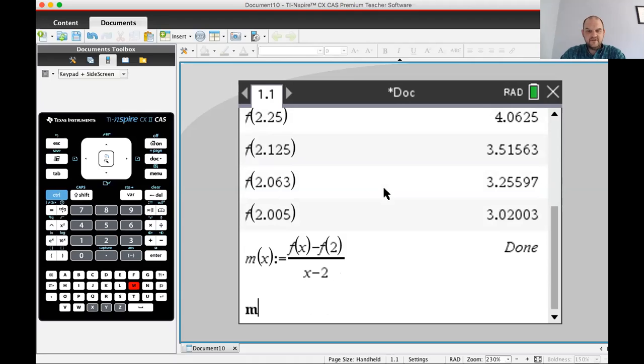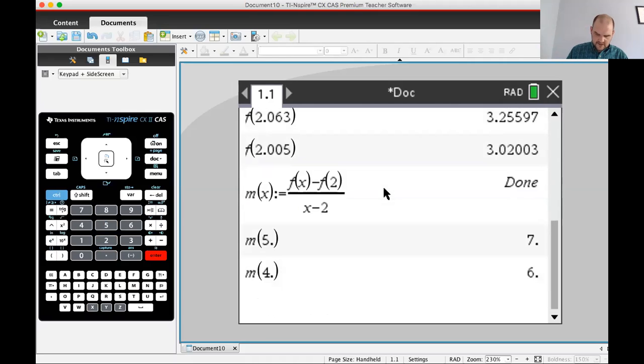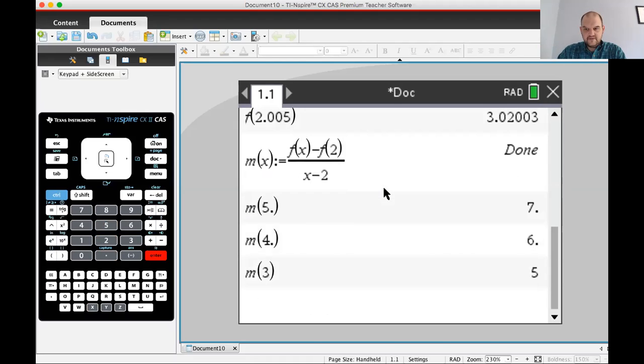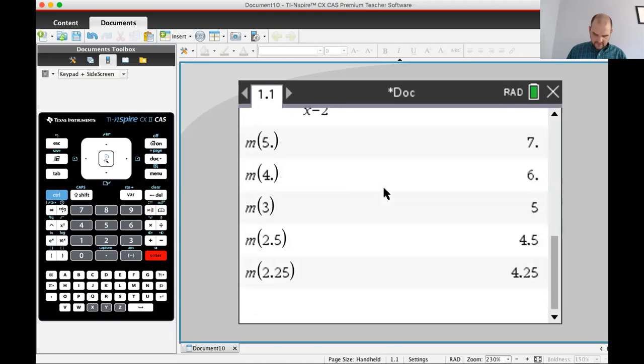So now what I can do is just say, find me m of 5. And I'll get a decimal just in case. So I get 7. Okay, filled that in the table. M of 4 is 6. M of 3 is 5. All right, where are we going with this? I don't know. M of 2.5 is 4.5. M of 2.25 is 4.25.